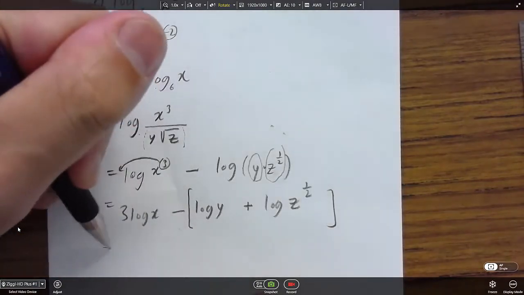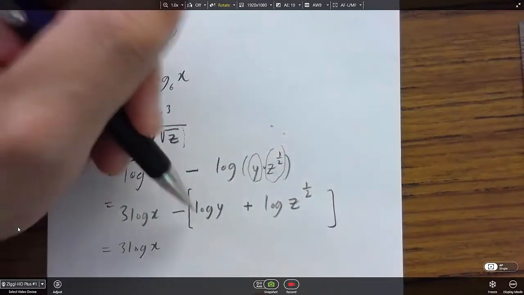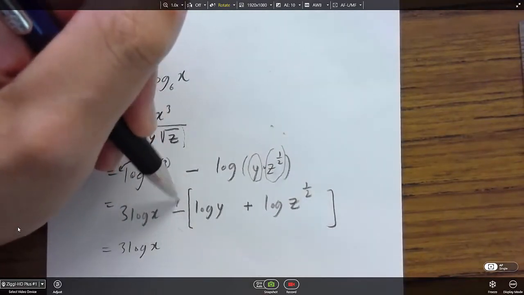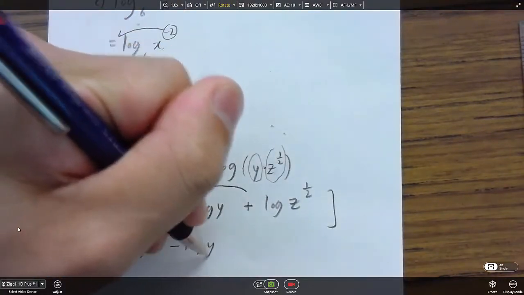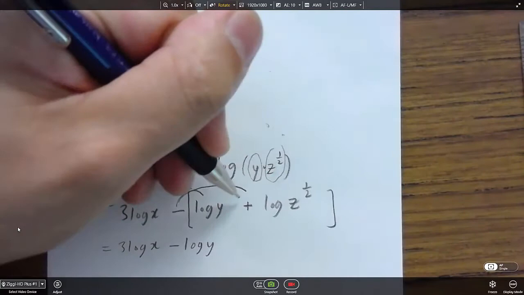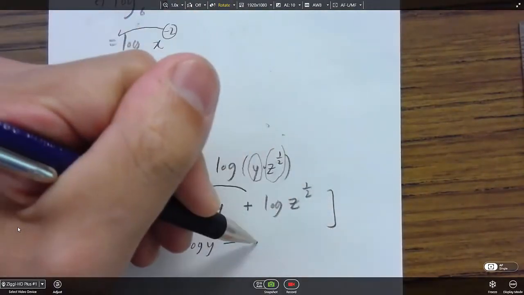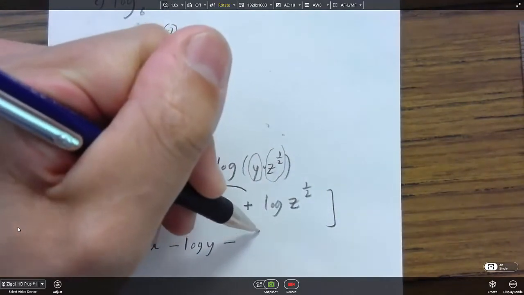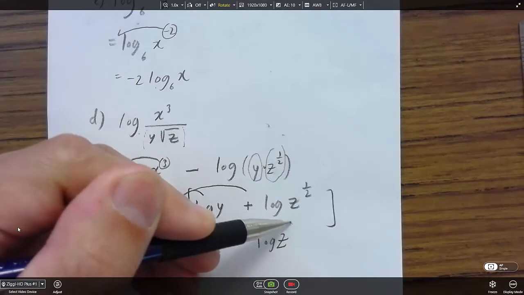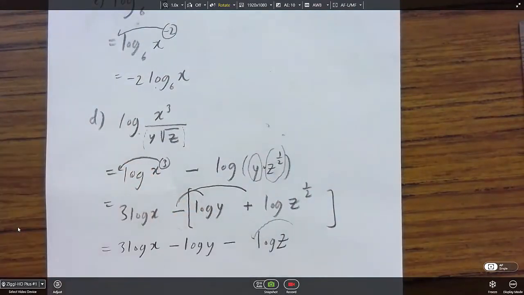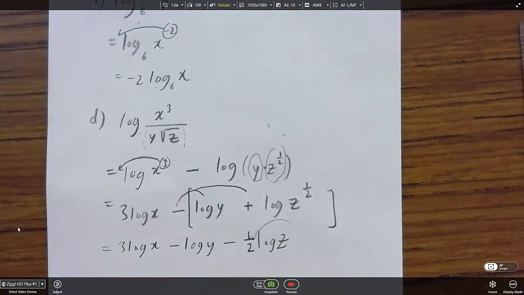I'm just going to write this out one more time here. This is going to be 3 log x. And we might as well just distribute it right now. I'm going to distribute the negative sign here and here. We have a negative log y, and we have a negative, and a positive becomes a negative. And then I'm going to copy this down over here. This is going to be log z, and I'm about to write 1/2 here, but we know what happens to the 1/2. It gets dropped down, which is 1/2 in front of it.